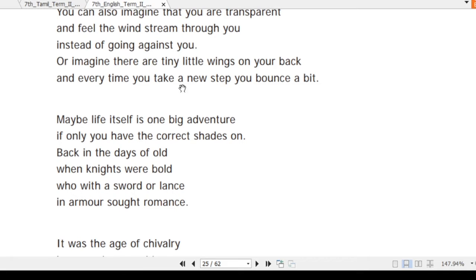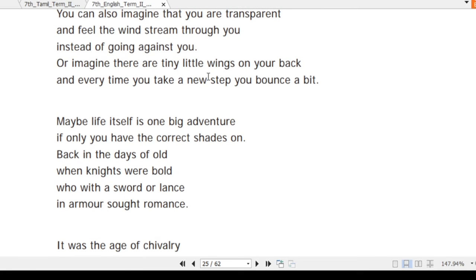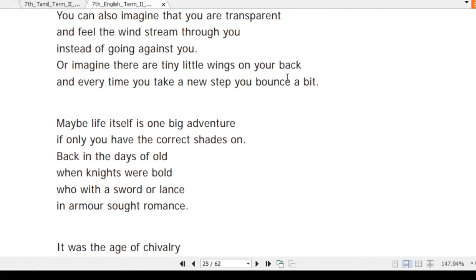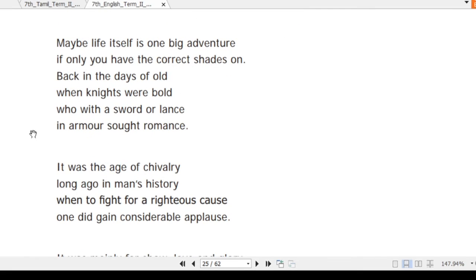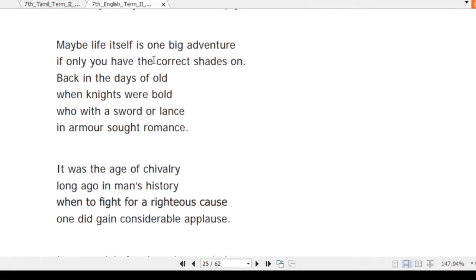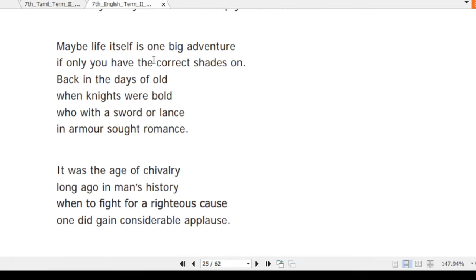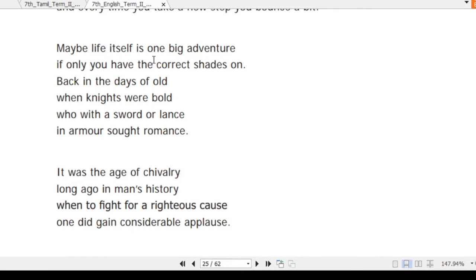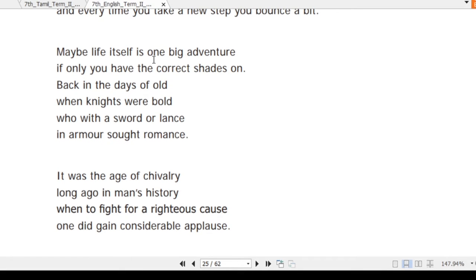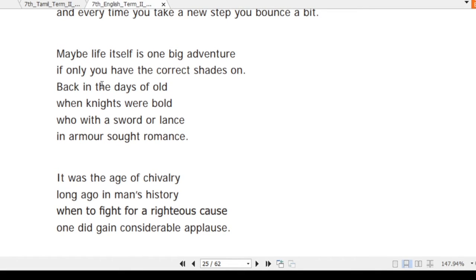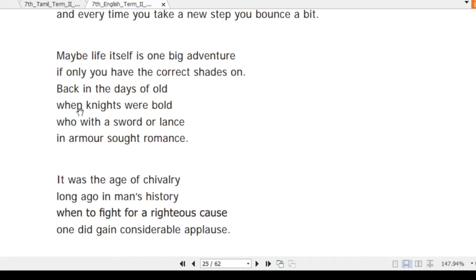Or imagine there are tiny little wings on your back, and every time you take a new step you bounce a bit. Maybe life itself is one big adventure. Life itself is one big adventure.